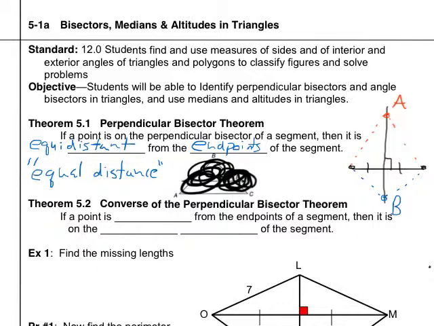So there we go. And the converse of that theorem is just the reverse, right? So it just says if a point is equidistant from the endpoints of a segment, then it is on the perpendicular bisector of the segment. So there we go. That's our basic theorem. So let's put that into practice here.